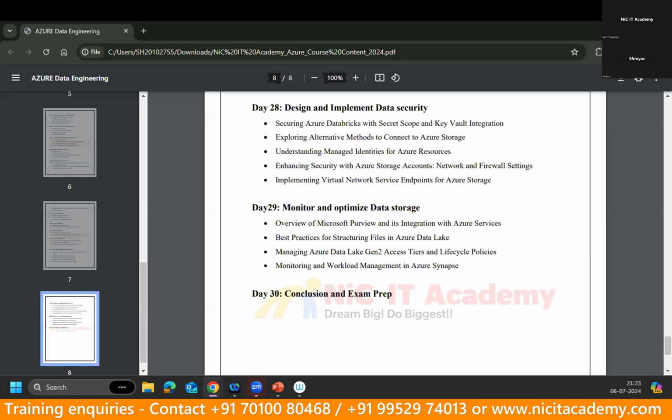So for everyone, we will provide the lab. We will create the account, so that this will be for the next 60 days. You can practice the complete Azure data engineer role.